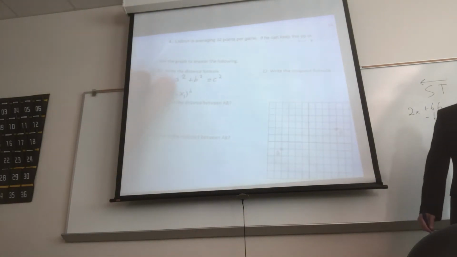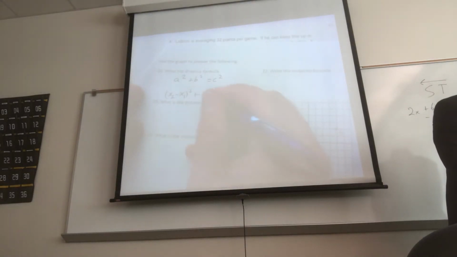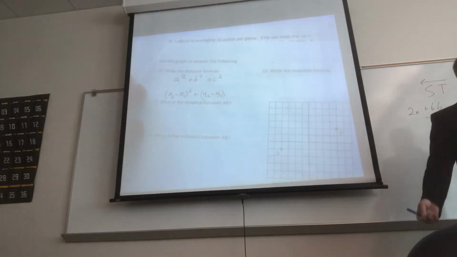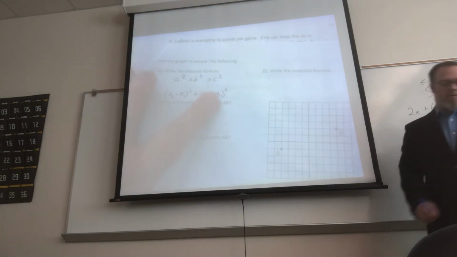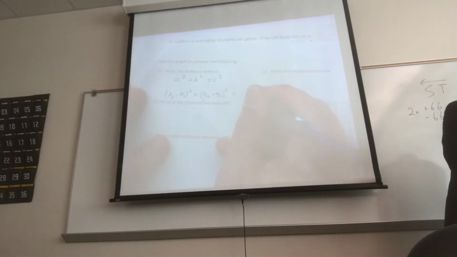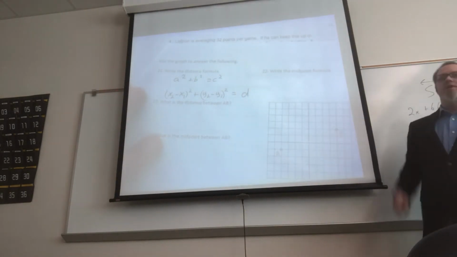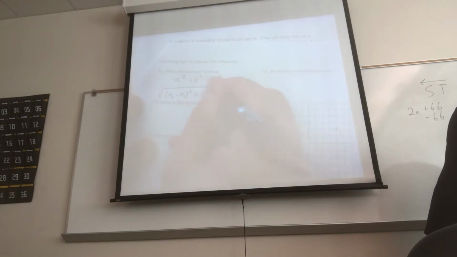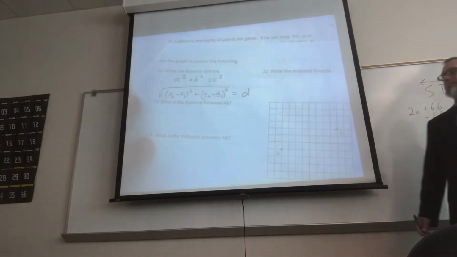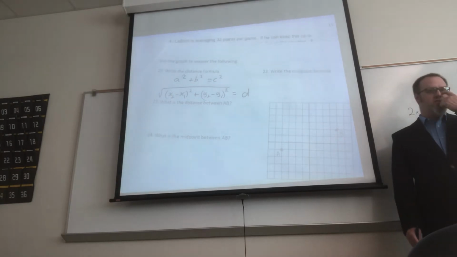That's our a squared. Plus y2 minus y1, the distance between our y values, and then we square it. So that's my a squared plus b squared. And we're going to equal that to d, the distance. Notice how that's not squared anymore. That's because we're going to take the square root of all of that. Okay? That's what the distance formula looks like.